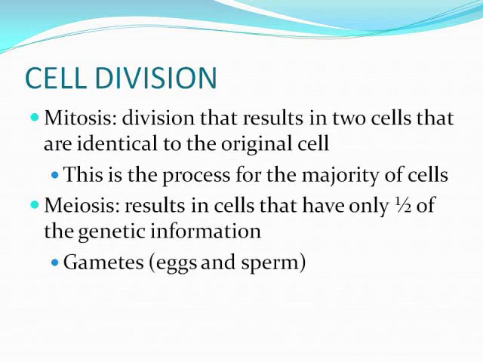Cells divide by mitosis and meiosis. Mitosis is the division of the cells that result in identical cells. You know, you start with one cell, it breaks into two identical cells. These are the body cells, or the autosomal chromosomes. And then there's meiosis, which will result in cells that only have half the needed genetic information. These are the gametes, the sperms and the eggs.